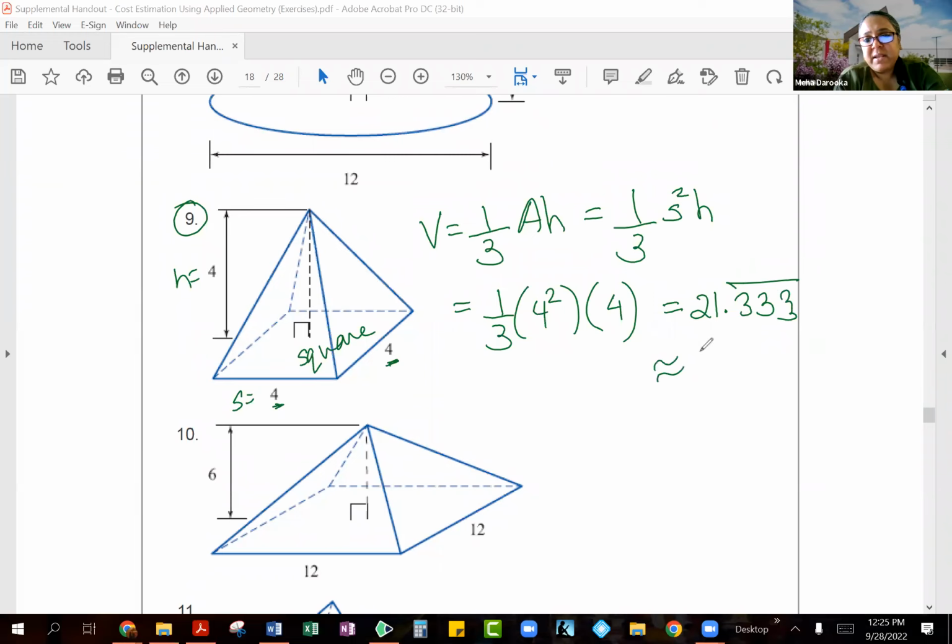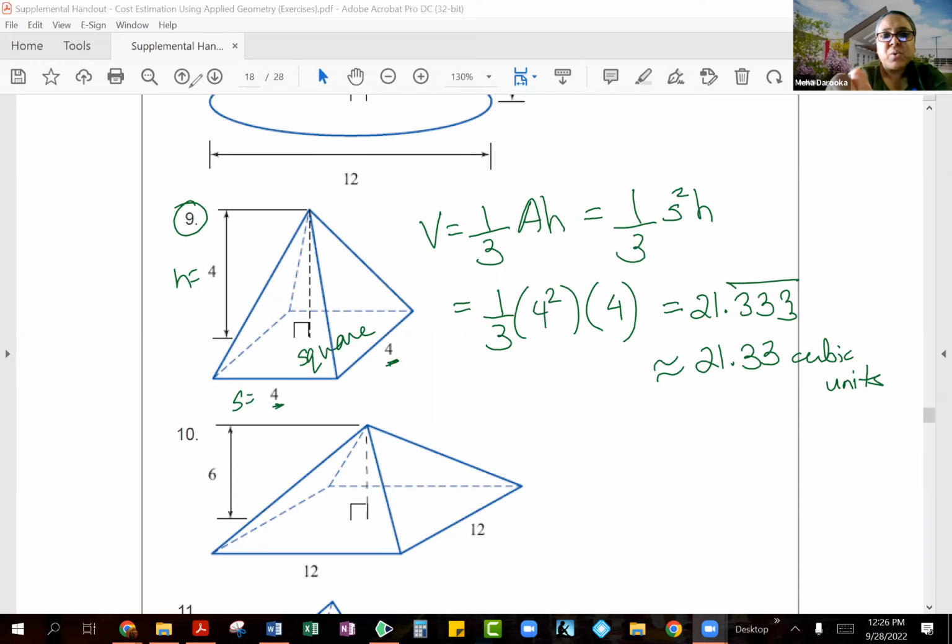It will come out to be 21.33 repeating. And for now, we'll just round it to 2 decimal places. And this should be cubic units. They just didn't tell us what the unit of measurement is going to be, if it's meters, feet, inches, so they've kind of left it open for us here. Yeah, very nice, Sabrina. Perfect.